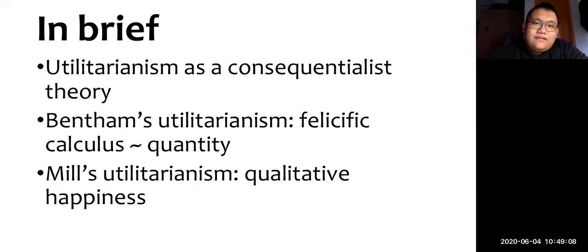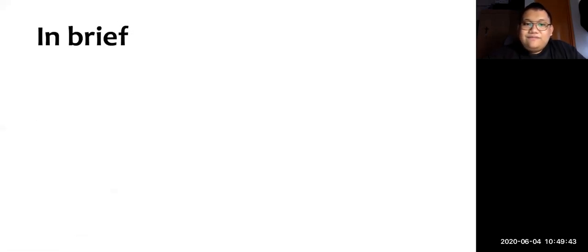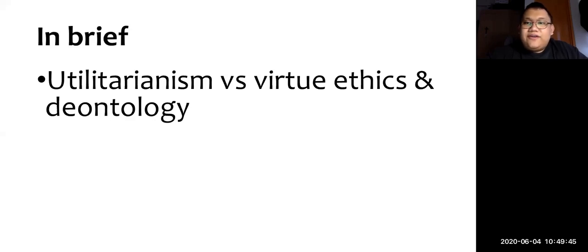So in brief, we're already nearing the end. Utilitarianism is a consequentialist theory. Why? Simply because utilitarianism is after the consequence for the greatest number. Bentham's utilitarianism, philosophic calculus, yung pito, it's more on quantity, while Mill's utilitarianism adds a qualitative happiness to the quantitative happiness of Bentham. Sample scenario, we took up taxation. Okay? Utilitarianism versus the other two frameworks we have studied so far.